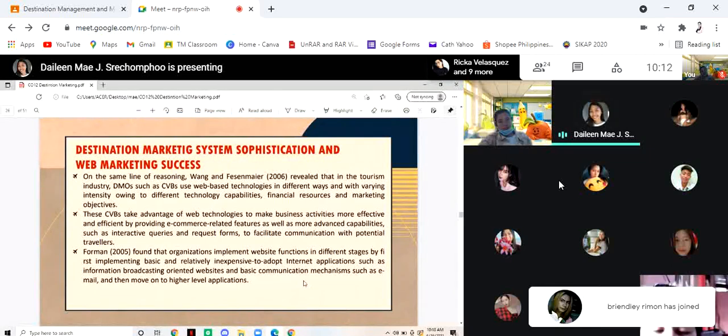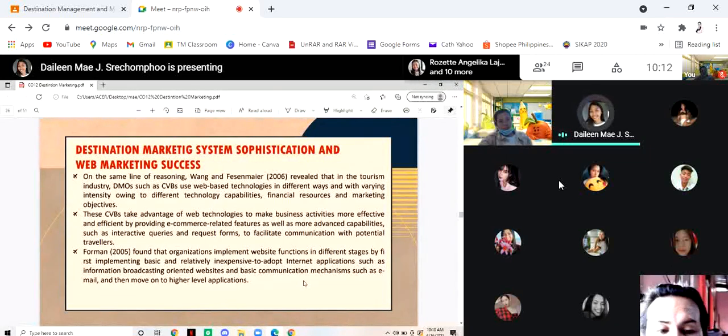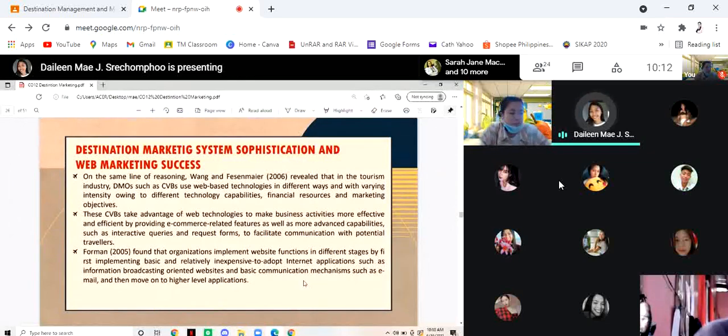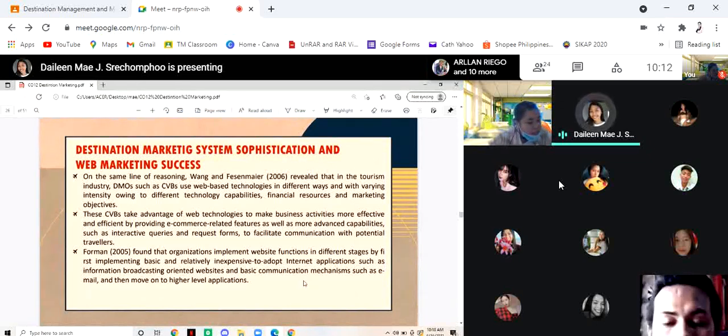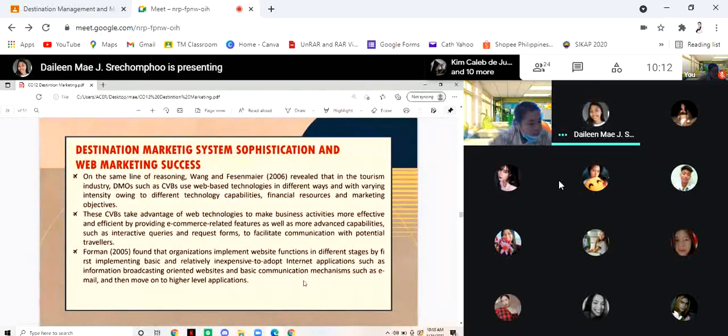So, sabi dito, si Wang at Fessenmeyer daw ay nag-reveal na hindi pare-parehas yung ginagamit ng DMOs at CVBs na web-based technology nila. At doon, nagbabaris yung mga information or functions ng isang CVB which is nag-give ng advantage dun sa kanilang platform pagdating sa communication nila, kung paano nila i-reach out yung kanilang clients.